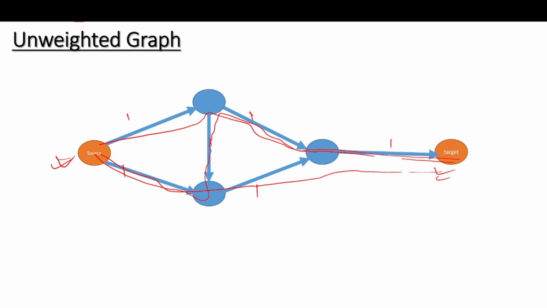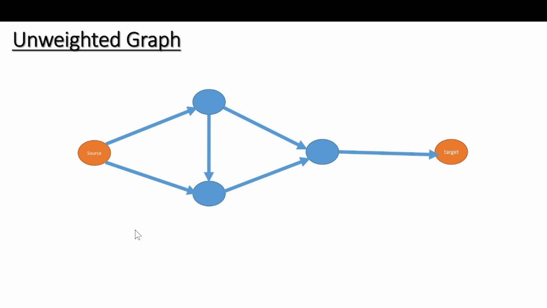Let me clean this so you will understand. Now you can see there is no weight given in this graph, and all the vertices are connected with each other. An unweighted graph means that no weight or cost is assigned to the edges. In this picture of the graph, we can see that no weight or cost is given for any edges. Now the question is, how do we find the distance between two nodes if the weight or cost is not given?